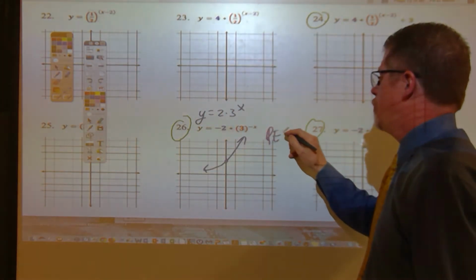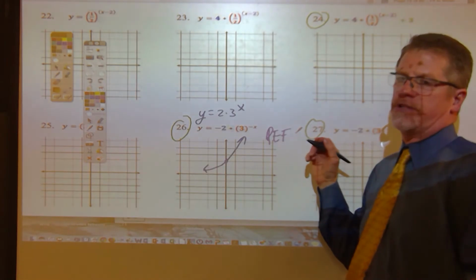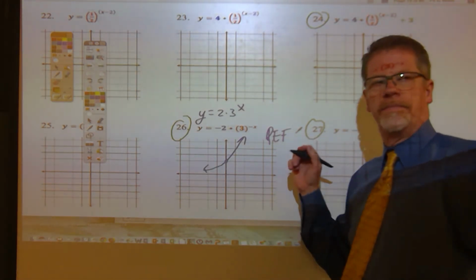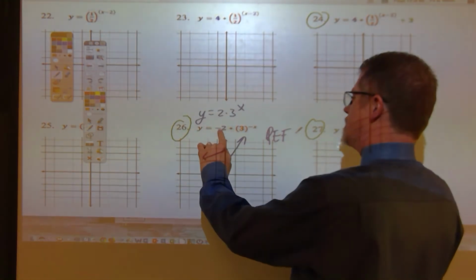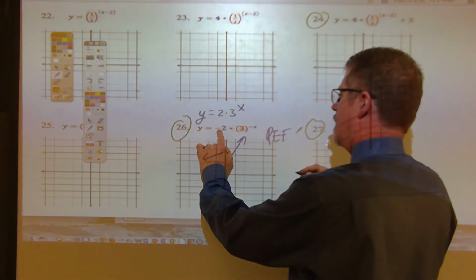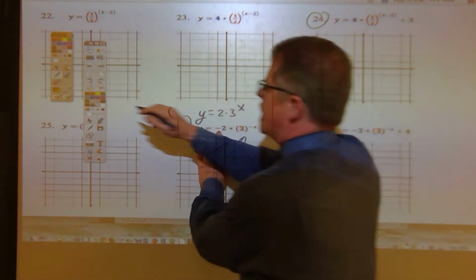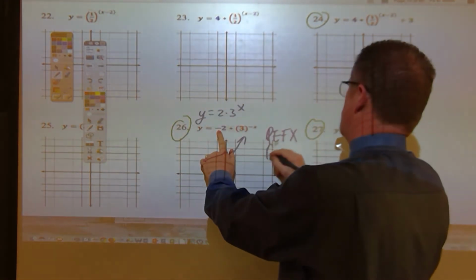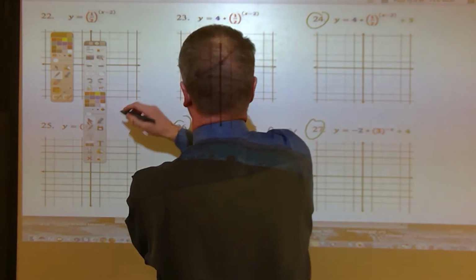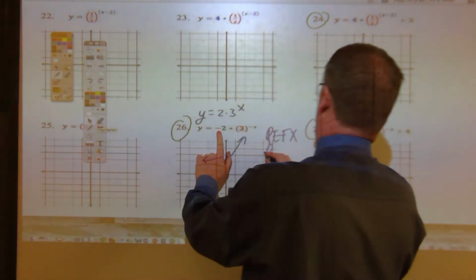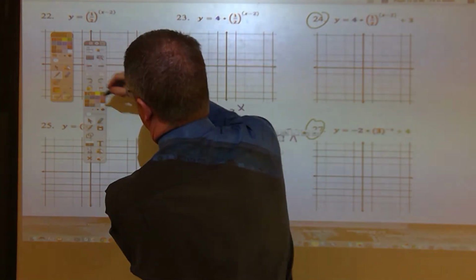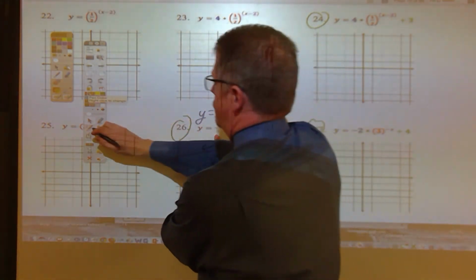So which one do you want to do first? You want to reflect x or reflect y? Class? X. Okay, and that's in reference to this guy right here. We're going to reflect x, and then we're going to reflect y. See if you can do it. See if you can reflect first over the x in purple, and then over the y to get the final red one.